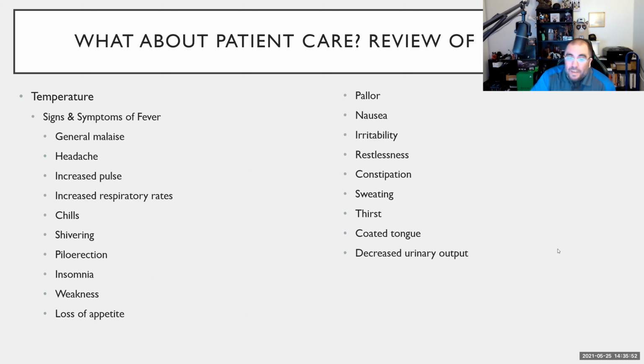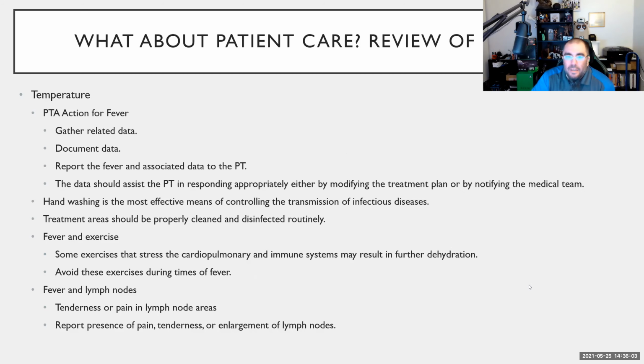Signs and symptoms of having a fever, all these go along with it. All these kind of go along with having the flu and a cold as well, right? So all these are pretty common things we know. PTA's action for a fever: gather the related data. We take their temperature, right?